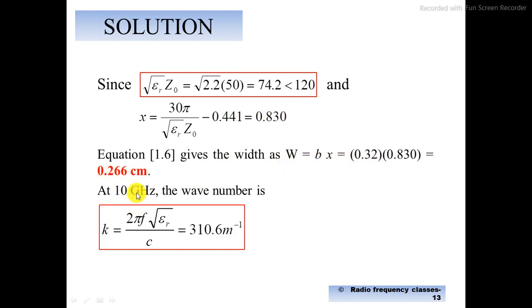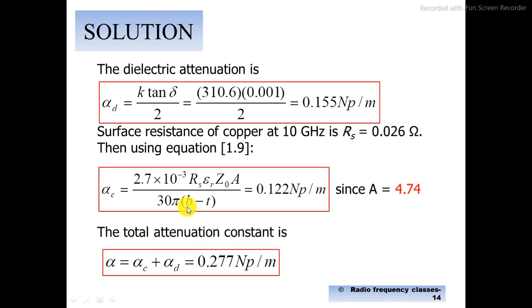Now at 10 gigahertz, I have to calculate the K because I have to calculate the alpha D, attenuation due to dielectric. So K is equal to 2 pi f under root epsilon r divided by C. Epsilon r is 2.2, C is given for the speed of light, frequency is 10 gigahertz. So keep all these values, you will get 310.6 meter inverse, per meter, the unit of the wave number. So using this parameter, we can calculate the alpha D.